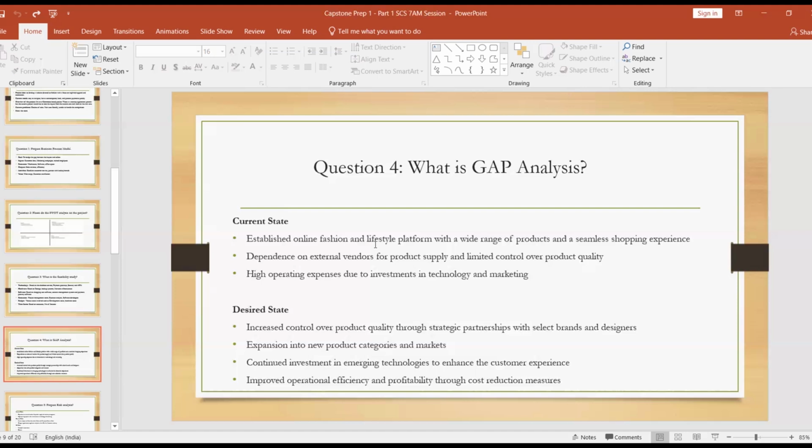These are the current states of this particular online fashion store. And my desired state would be increased control over product quality through strategic partnership with selected brands and designers, expansion into new product categories and markets, and continued investment in emerging technologies to enhance the customer experience and improve operational efficiency and profitability through cost reduction measures. In a similar way, you have to write what the current states and desired states are of the particular case study or project that you are going to be assigned.